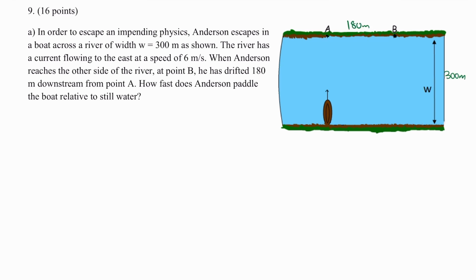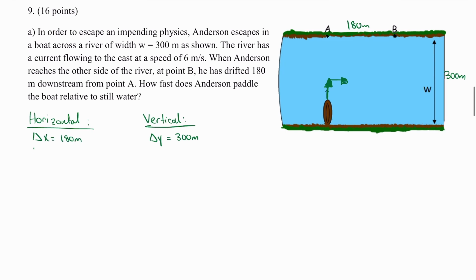So we're looking for how fast our friend can paddle on his own. But we know that the current is pulling him towards the right. So we can analyze his motion horizontally and vertically. I know that vertically, our friend was displaced positive 300 meters. Horizontally, our friend was displaced 180 meters.